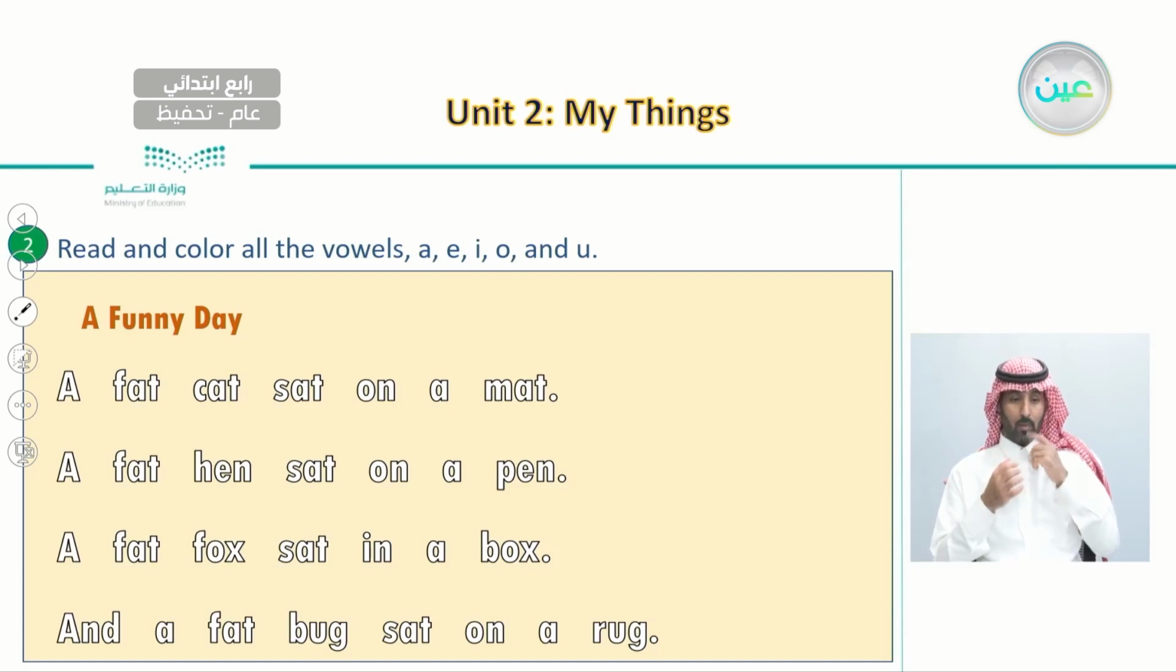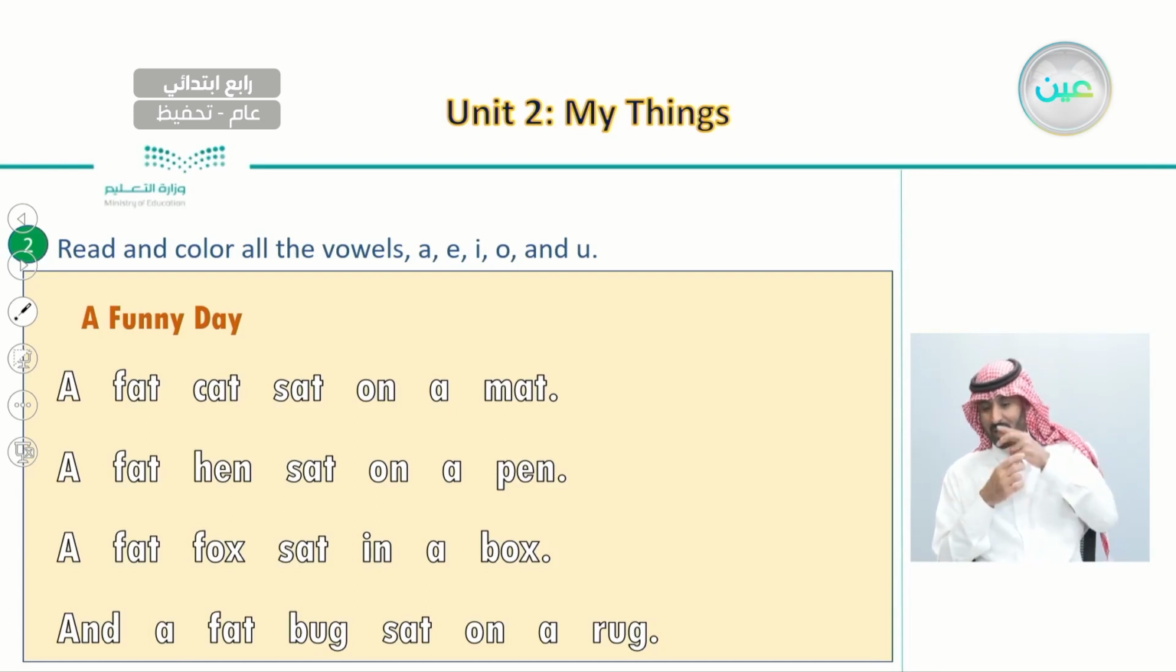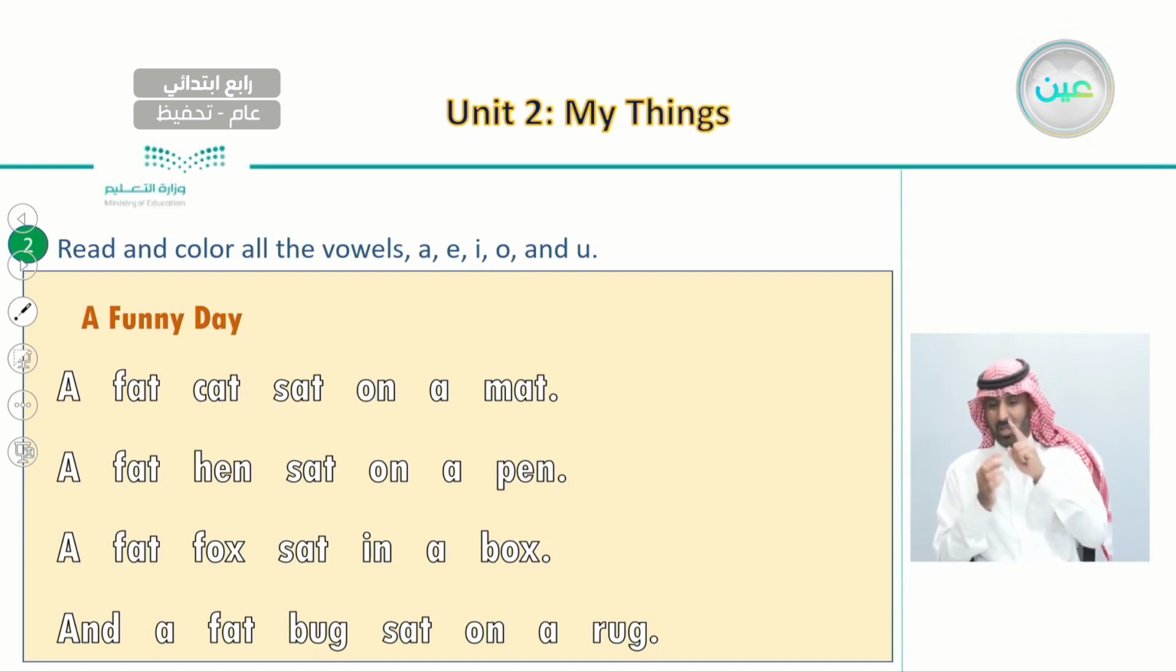A fat cat sat on a mat. A fat hen sat on a pen. A fat fox sat in a box. And a fat bug sat on a rug.